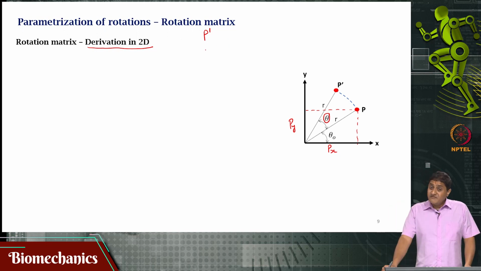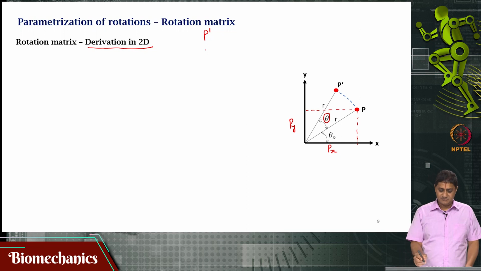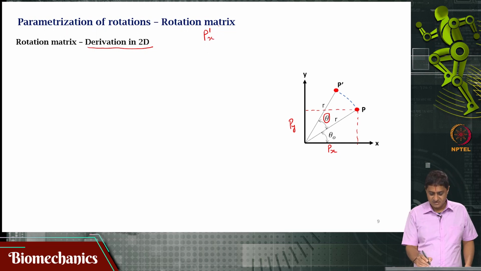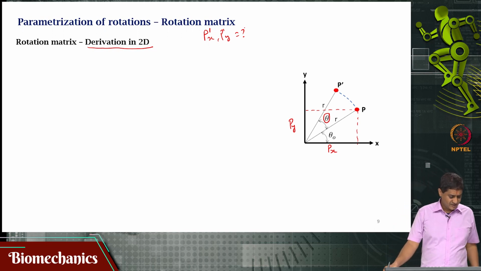That is the question. Given that I know the coordinates of the original point P, and the amount of rotation that has happened, theta, can you tell me what is the coordinate of the new point P dash? P dash x, that is the x coordinate, and P dash y coordinate, what are these? That is the question. What is the coordinate of the point P dash?